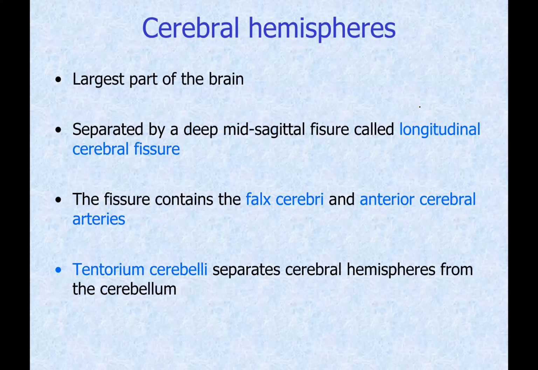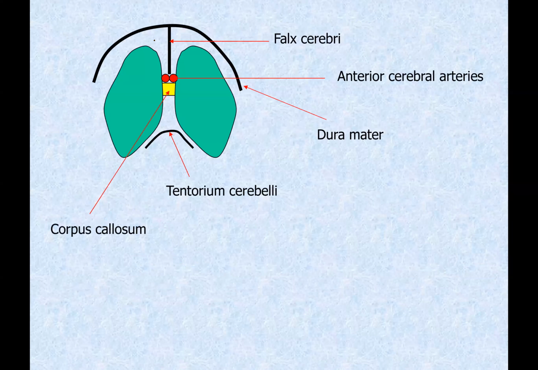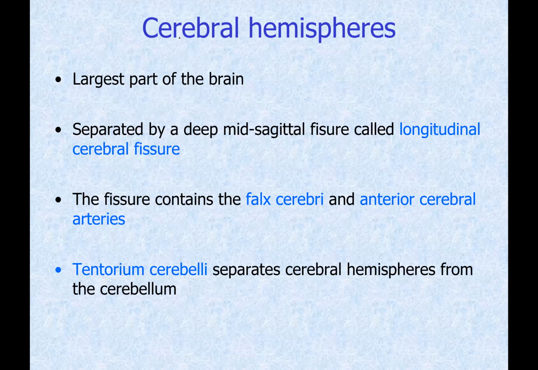So the cerebral hemispheres are the major parts of the cerebrum, as we saw in the previous slide, and they are separated by a mid-sagittal fissure called the longitudinal cerebral fissure. So you get this mid-sagittal fissure in this area. This is called the longitudinal cerebral fissure. And this fissure contains what is called the falx cerebri.